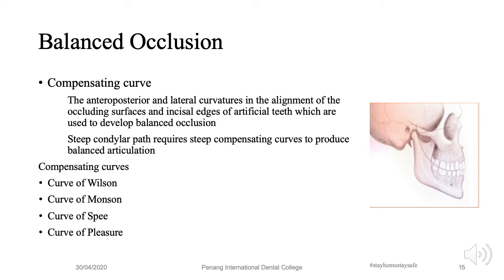Now condylar guidance. What happens is when the condylar head of the mandible is gliding over the glenoid fossa, it makes an angle and it drops down in that angle. So the mandible is actually opening and gliding down, right? There will be a separation which is going to take place between the anterior teeth and the posterior teeth when this gliding takes place. But in complete dentures, this separation should not be there. So by giving the compensating curve, this space will be closed or compensated. That's why it is called compensating curves. We have curve of Wilson, curve of Monson, curve of Spee and curve of Pleasure.